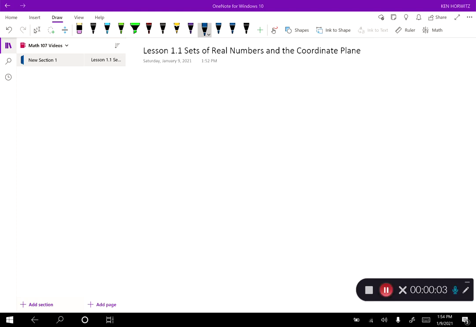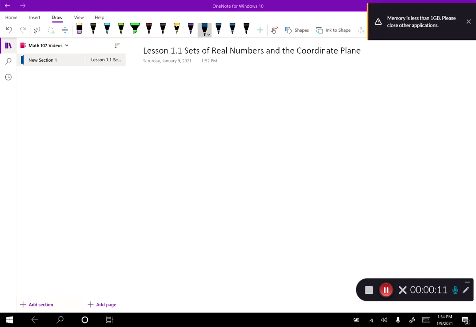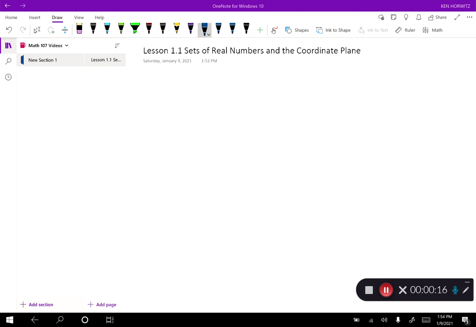Welcome everybody. Today we're going to talk about section 1.1, sets of real numbers on the coordinate plane. There's a lot to do in this section, but I have confidence that a lot of the material in this section are things that you may have seen before. So if you have, that's great. Listen along. Maybe I'll add a little something to your knowledge.